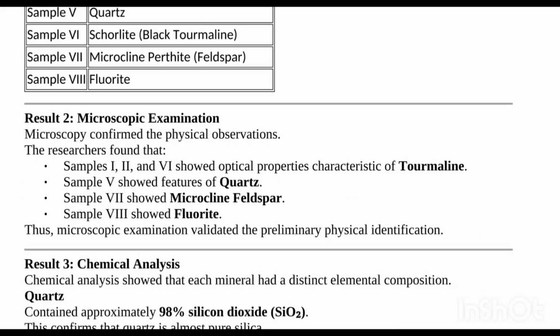The second result is the microscopic examination. The microscopic examination confirmed the physical observation. The researchers found that samples first, second and sixth showed optical properties characteristic of tourmaline, fifth showed features of quartz, seventh showed microcline feldspar, and eighth showed fluorite. Thus, microscopic examination validates the preliminary physical identification.